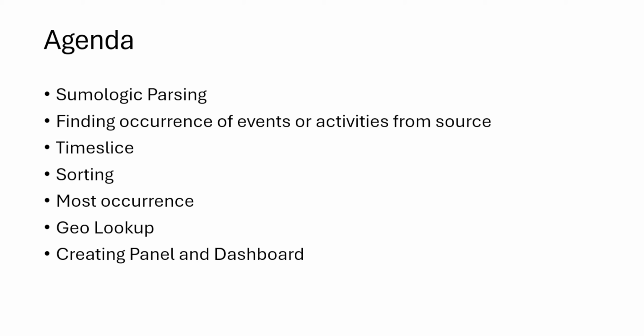Then we'll try to sort the counted events. So sorting will arrange the data based on highest to lowest amount of data count. Most occurrence, we'll try to find out or list down top 10, top 20 or top 5 events that have occurred. We'll try to look at GeoLookup. So with GeoLookup we'll try to find out different locations such as city name, country name, longitude, latitude for each specific source IPs.